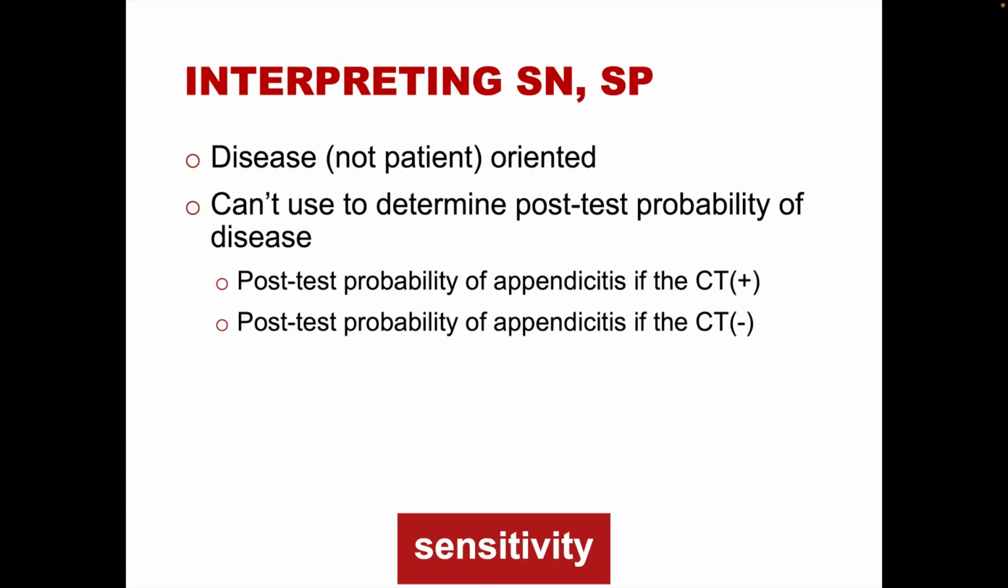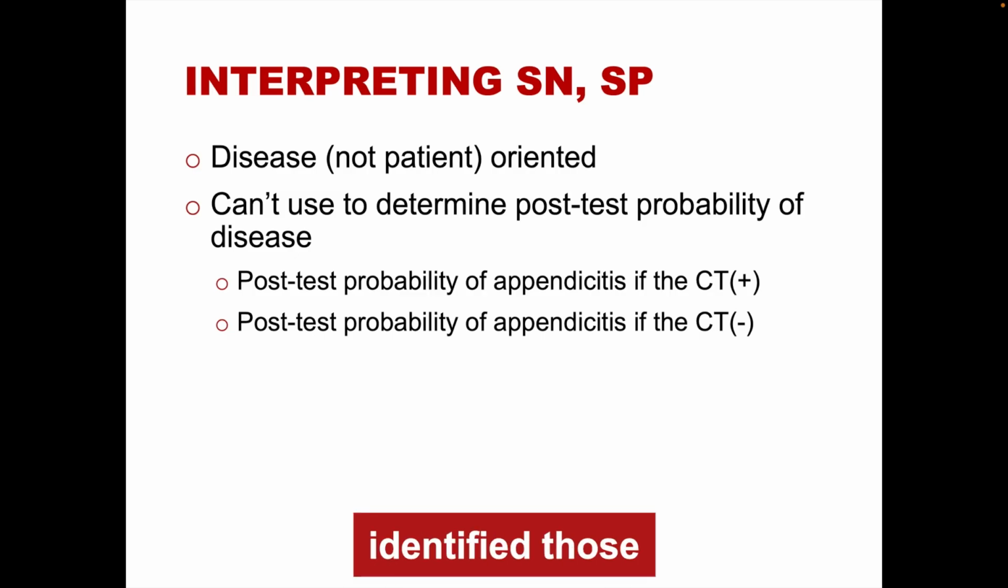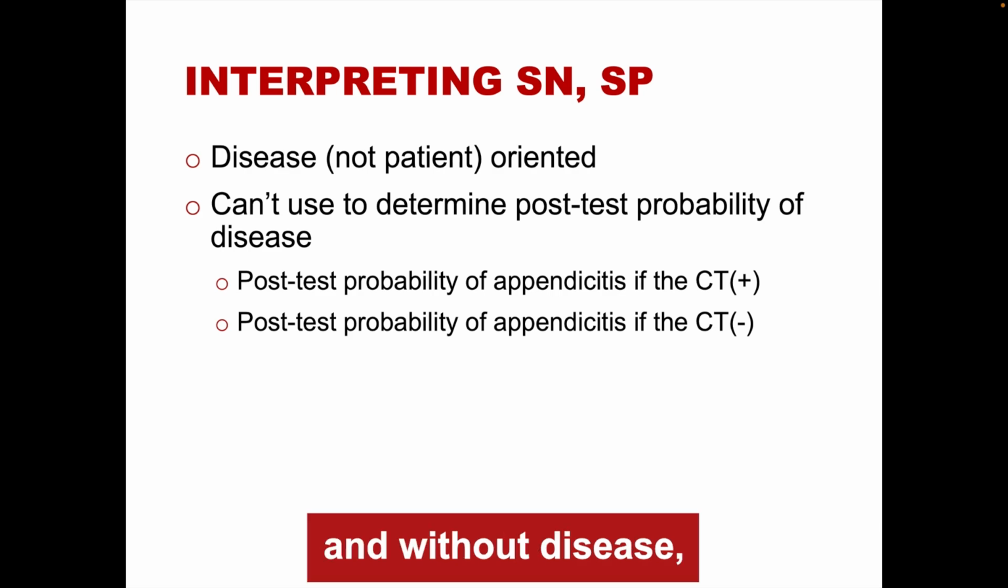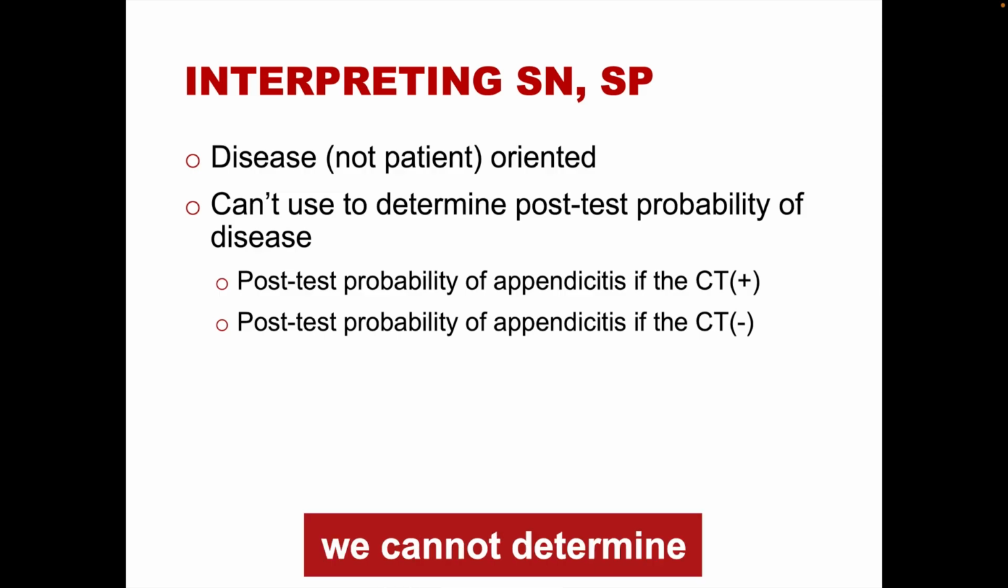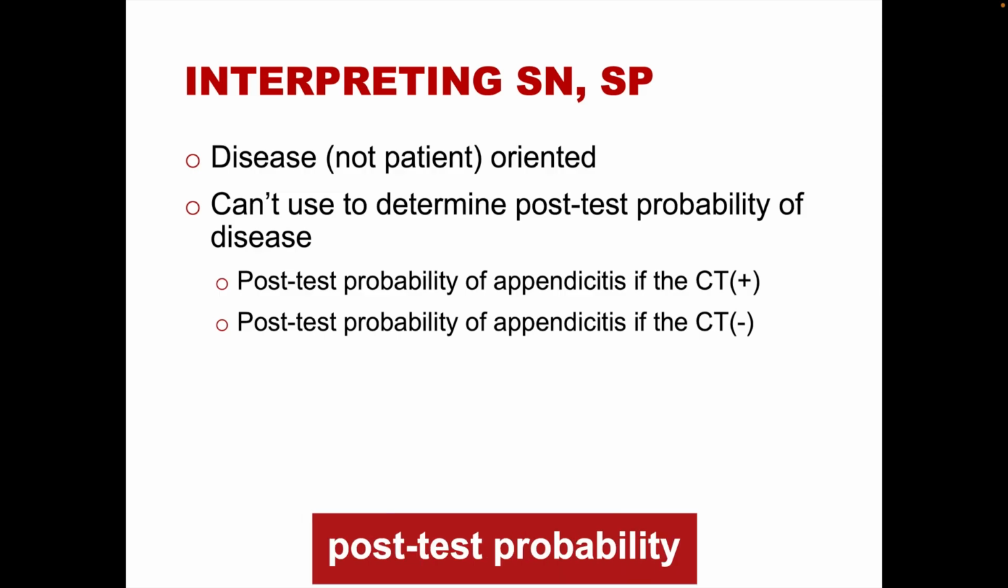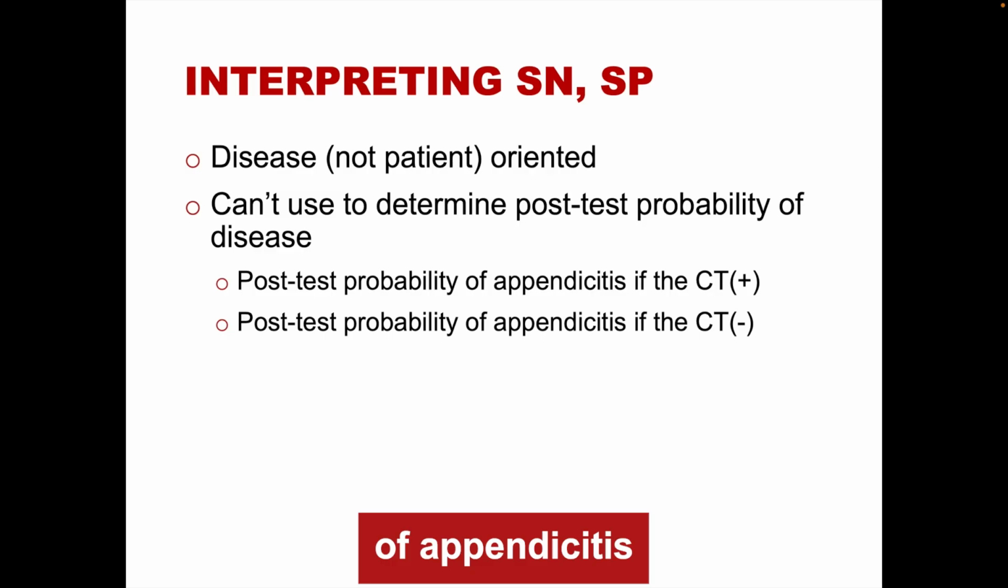Unfortunately, sensitivity and specificity are disease-oriented and not patient-oriented. They tell us how well the test identified those with disease and without disease, but they don't answer the two questions that we need to know to make clinical decisions. Specifically, we cannot determine our patient's post-test probability of appendicitis if the CT scan is positive, and the post-test probability of appendicitis if the CT scan is negative from the sensitivity and specificity.